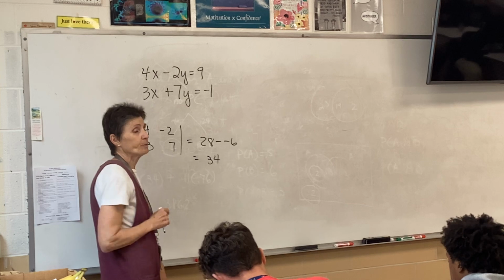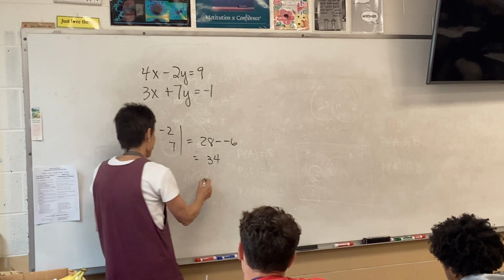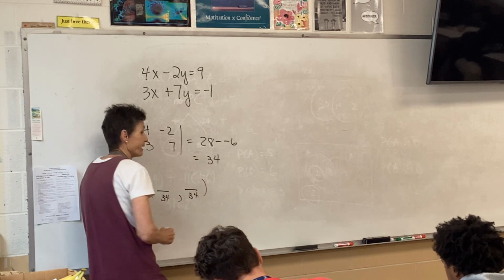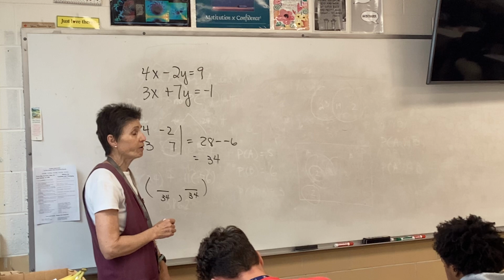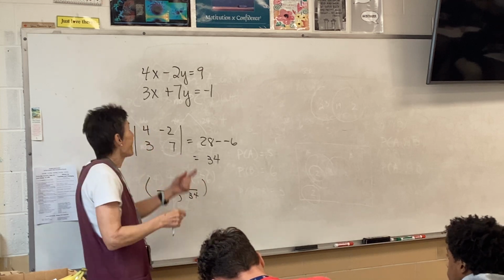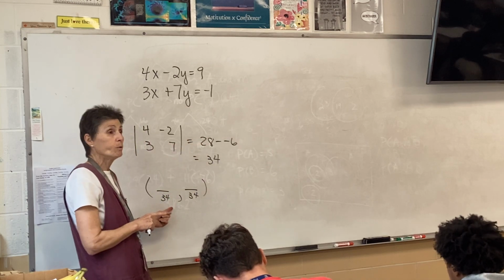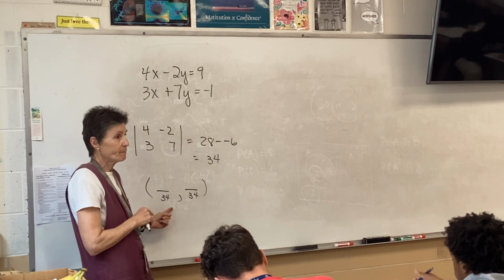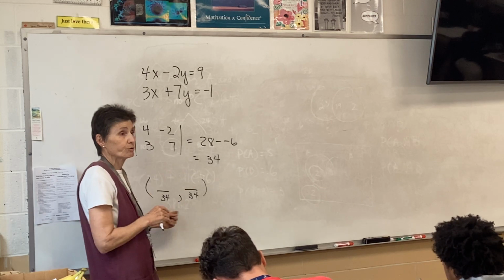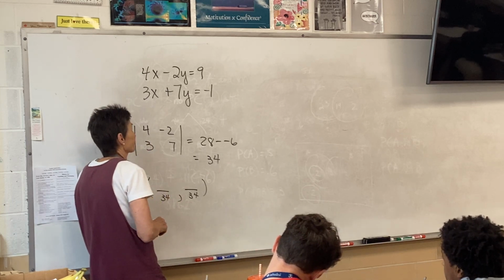Now, what do I do with that 34? It becomes the denominator of my x and my y. Remember, when you solve a system using any method, your reason for doing that is to find where these two lines cross. That's going to be a point. Ideally, it will be a point. And x and y are fractions with 34 as the denominator. All right, how do I get the numerators?